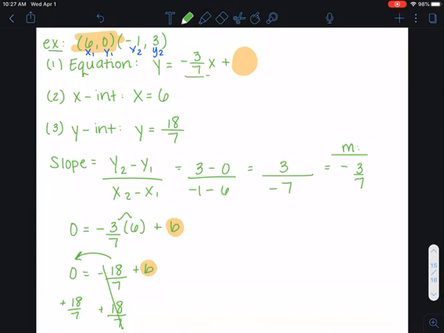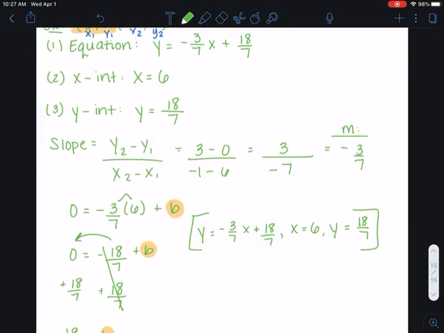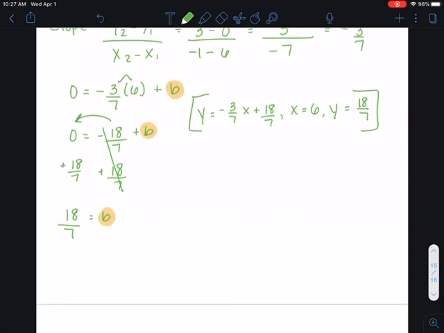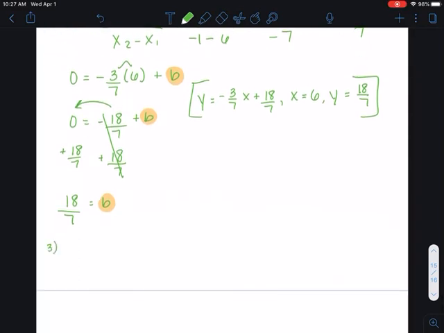Alright, so then let's go up a little bit. Alright, so y is equal to mx plus b. What is b? 18 over 7. Alright, so there we have it. We have y is equal to negative 3/7 x plus 18 over 7. X-intercept is 6, and the y-intercept is 18 over 7. That would be your final answer on GoFormative. Alright. Gonna scroll down, look at the next problem here.